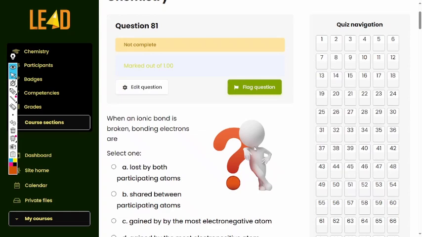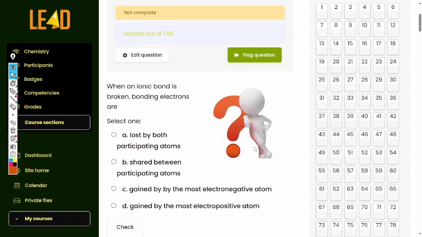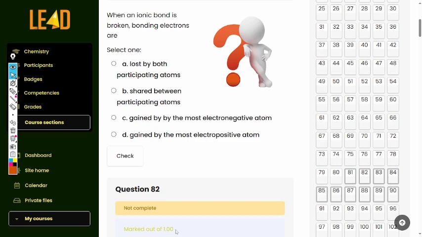Question 81. When an ionic bond is broken, bonding electrons are... So what happens here is the electrons get attracted to the most electronegative atom there, because electronegativity measures the ability of an atom to accept or gain electrons to itself or attract electrons to itself. So the electrons will most likely go with the atom that is most electronegative, and it means the correct answer here is C.